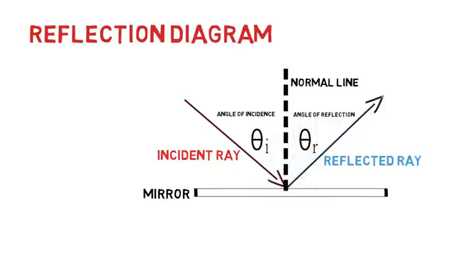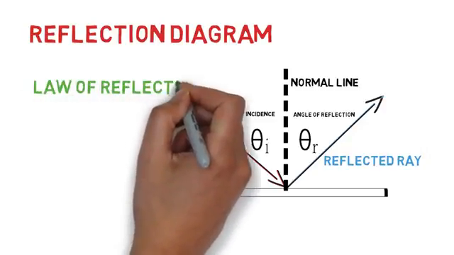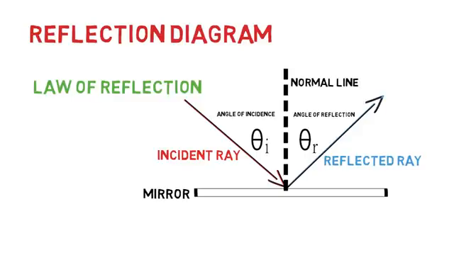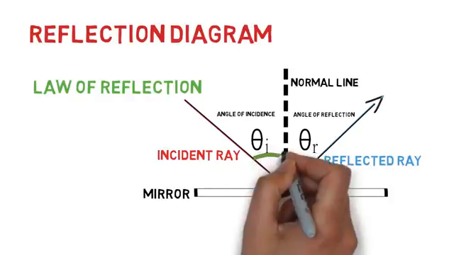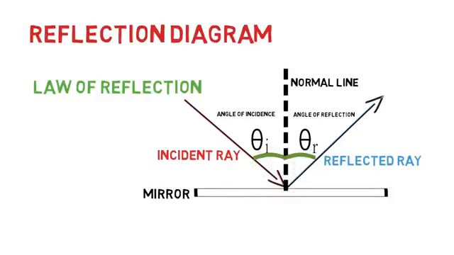This diagram displays a very important concept about reflection, known as the law of reflection, which states that all components of reflection are in the same plane, and that when light reflects off of a mirror, the angle of incidence is always equal to the angle of reflection. Next, we'll talk about refraction diagrams.